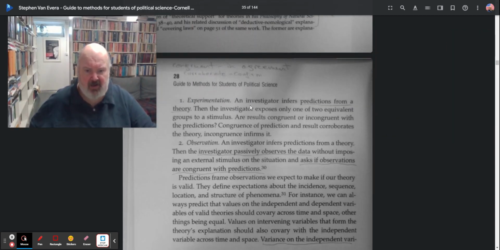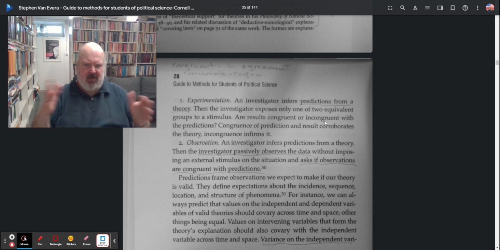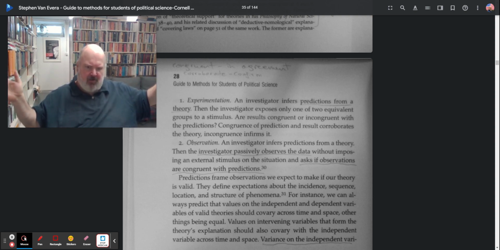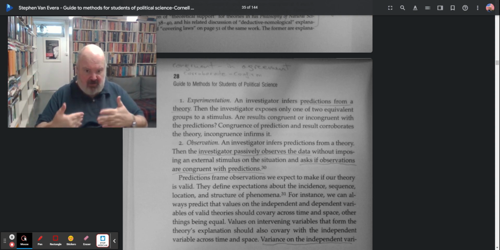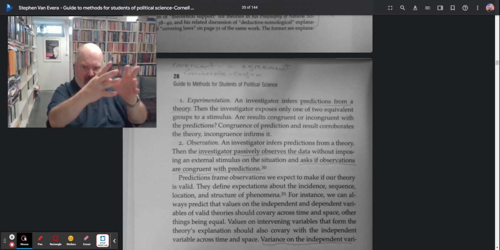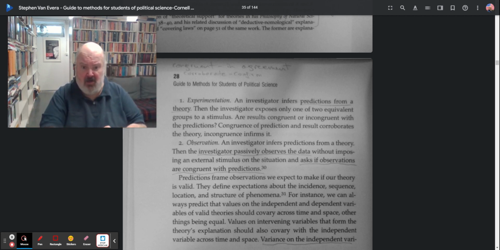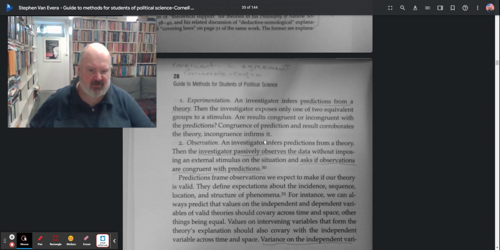Experimentation. One, the investigator infers predictions from a theory. The investigator exposes one or two equivalent groups to the stimulus. Are the results congruent or non-congruent? Congruent means something that agrees with the predictions. Do the results come together and form a clear pattern, or do they just spread all over the place? The congruence of prediction and results corroborates the theory. Incongruence infirms, meaning falsifies, it.